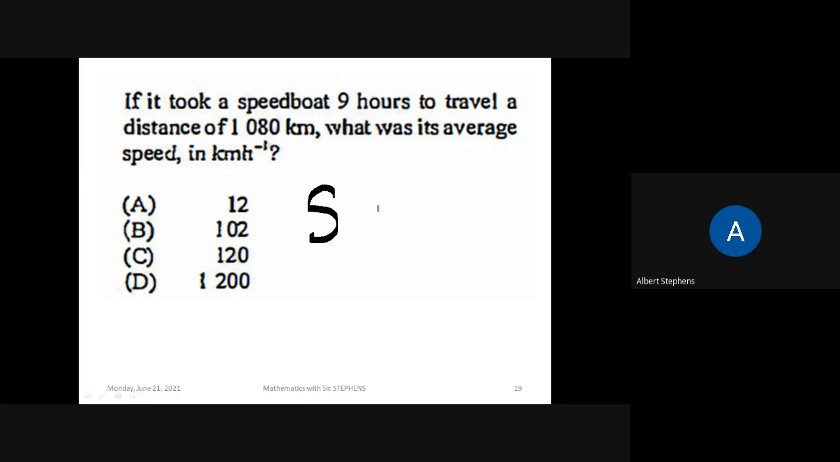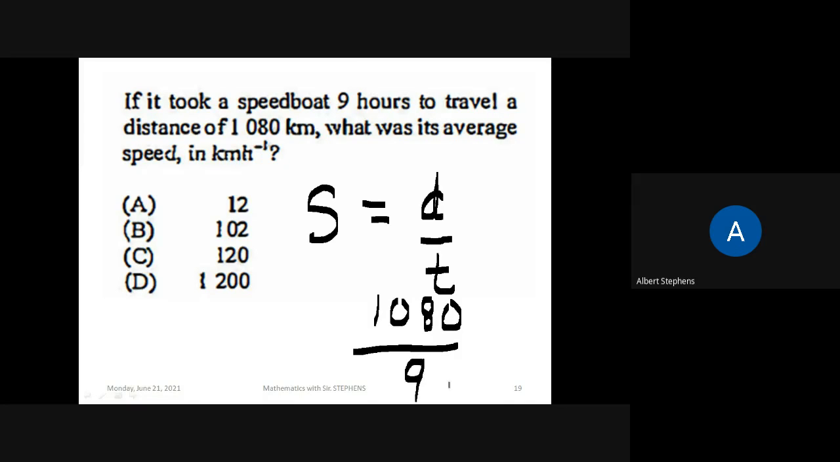For this one, speed is equal to distance traveled over time. Physics. So the distance of the boat is 1080, and it took 9 hours. So you just divide those two numbers. Somebody quickly, without a calculator, divide 1080 by 9. 120, sir. 120.